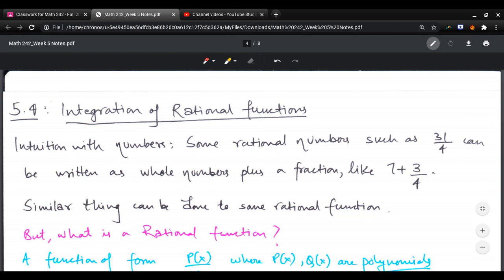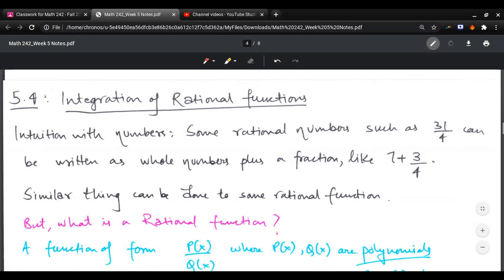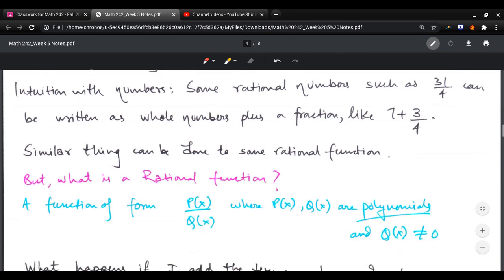Rational numbers are numbers such as 31 over 4, but they can be written as a whole number plus a fraction. 31 over 4 can be written as 7 plus 3 over 4, which is basically the idea behind mixed fractions: 31 over 4 is 7 3/4. A similar thing can be done to some rational functions.